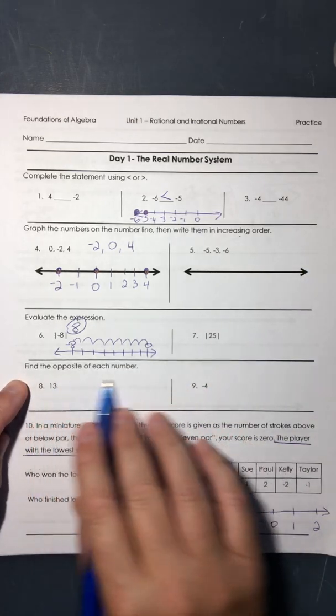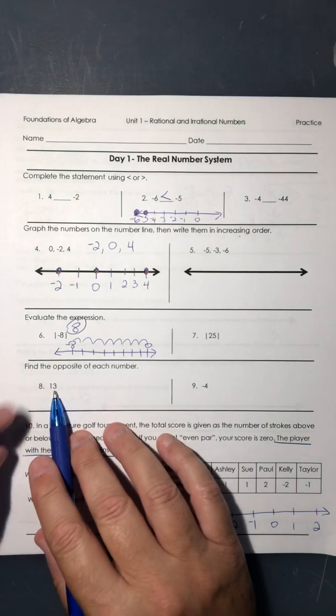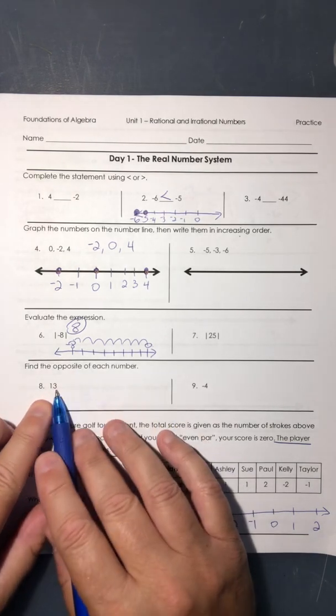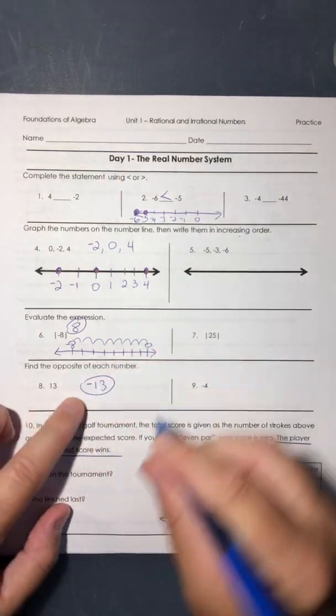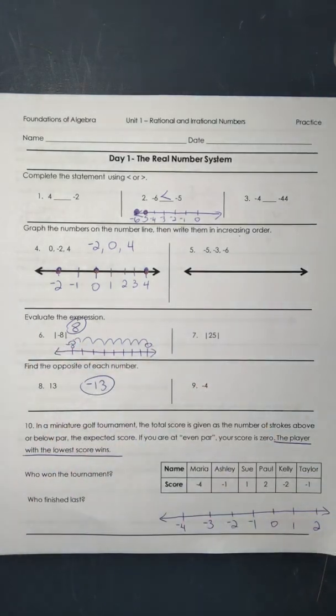Next, find the opposite of each number, that's different than absolute value. We want to know, basically we're changing the sign of the number we're looking at. So the opposite of number 13 would be -13. So here my answers can be negative. Absolute value, they cannot, they have to be positive.